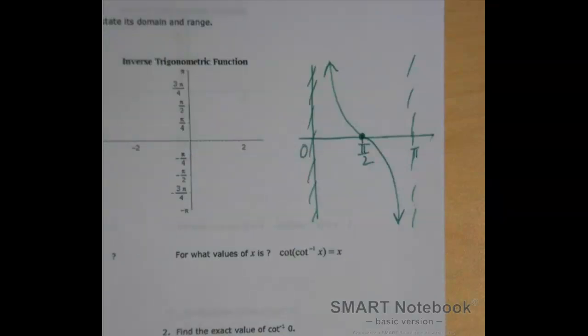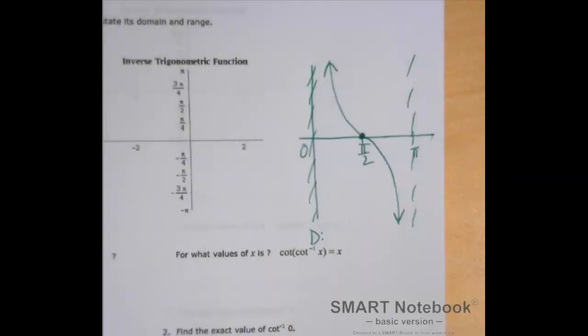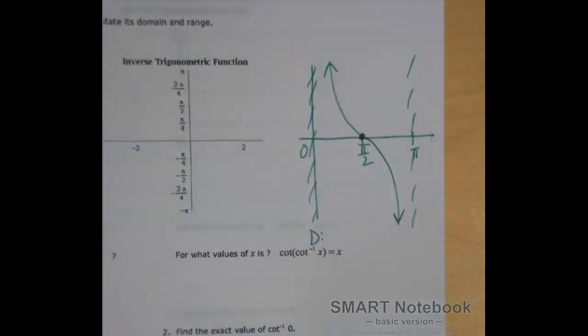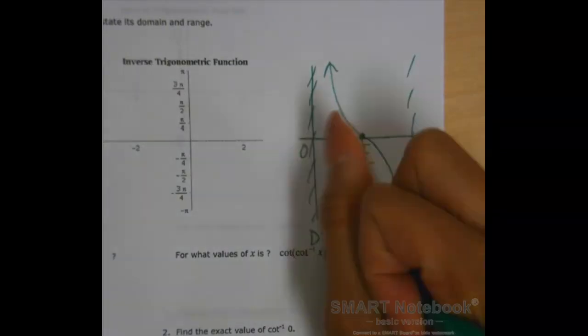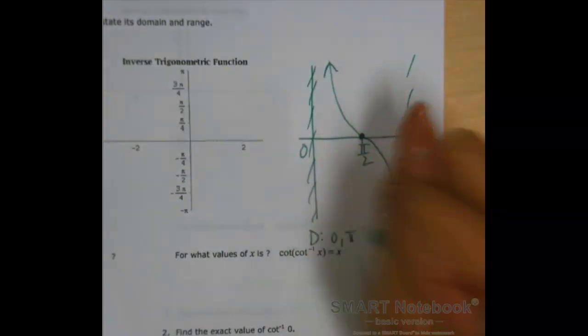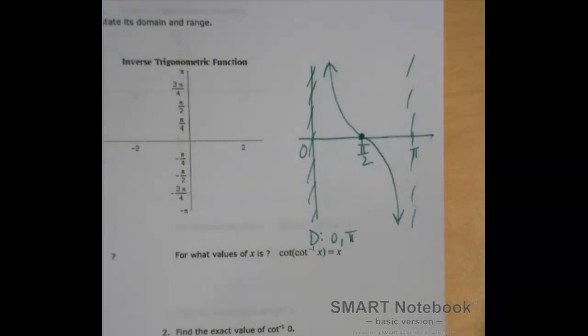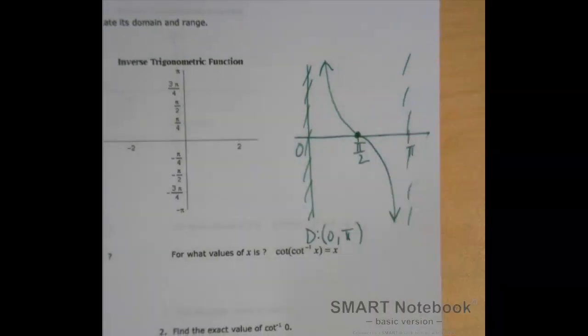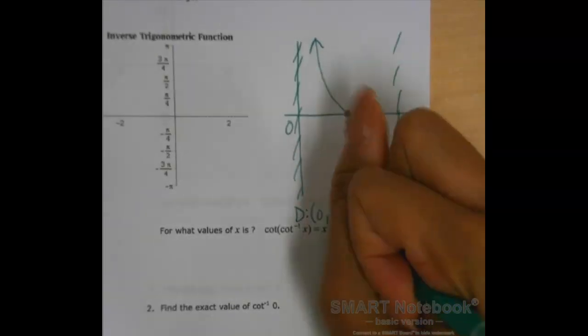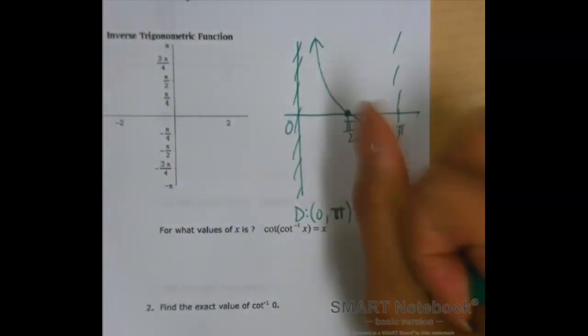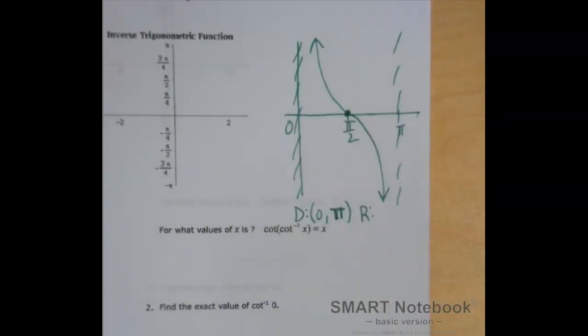So let's first talk about your domain just for this function itself. Chelsea, what's the domain for this green graph? Start from left to right. Zero to pi. Can you include it if it's an asymptote? No, you can't, because asymptotes mean you're going to get very close to those values but never actually touch them. Okay, go ahead and give me the range for this as well. Look at the bottom of the graph and the top. All real numbers. It's going from negative infinity to positive infinity.